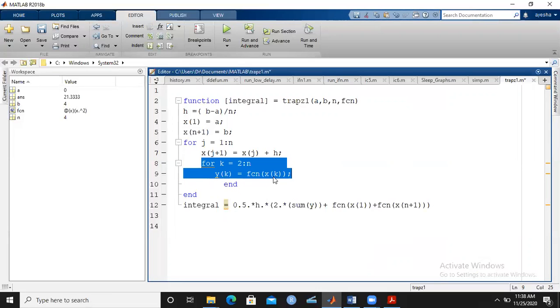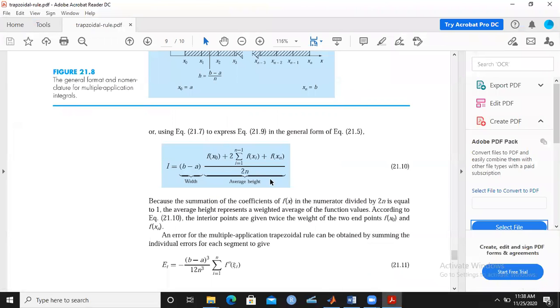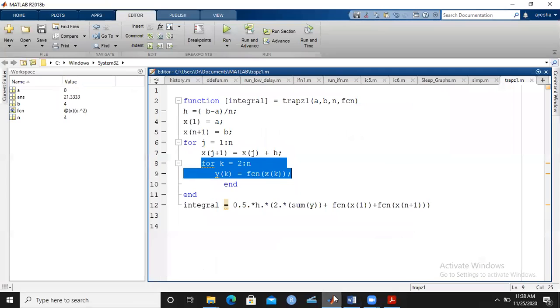Y is the functional values at all the other points, just as we have discussed here that the trapezoidal rule is the functional value at the corner points with 1 coefficient and the functional value at all the other points with 2 coefficients. So to type it in the MATLAB syntax, we have used a loop. We have informed MATLAB that whenever we are talking about those functional values, we are calling it y, so that we can easily multiply it with 2. And sum means the summation of all these y values.